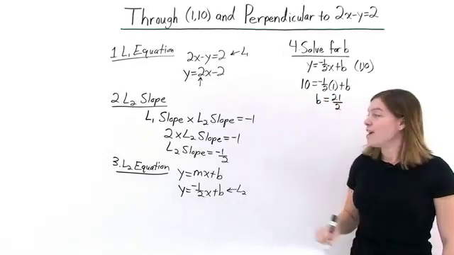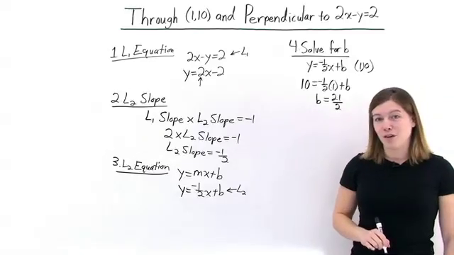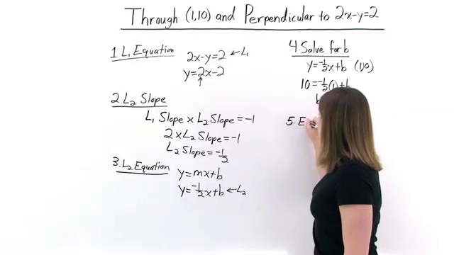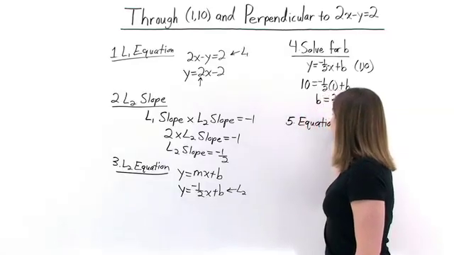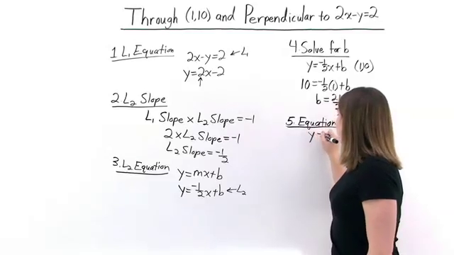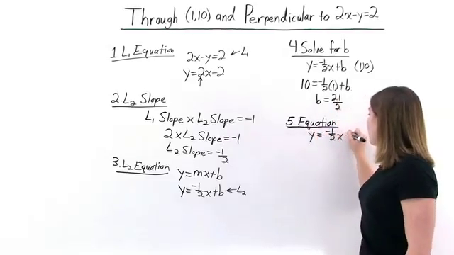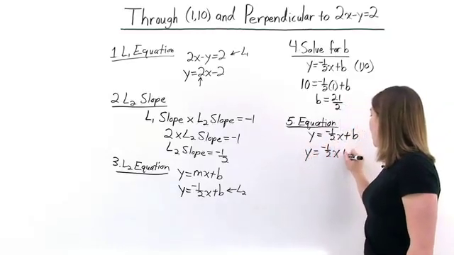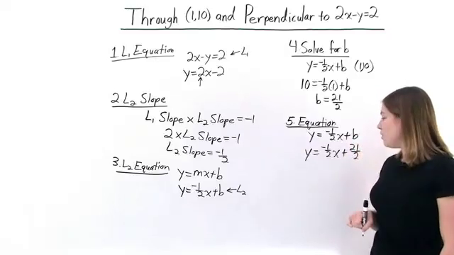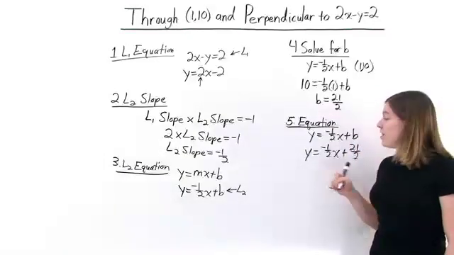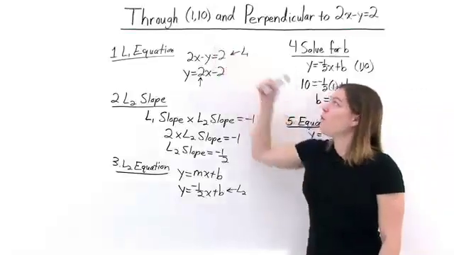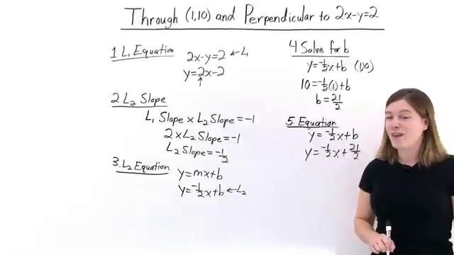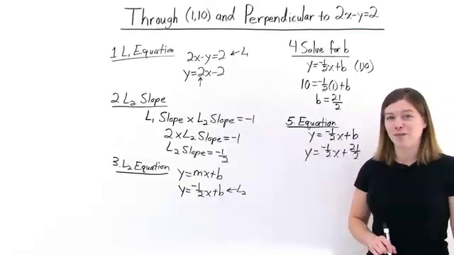Now we have a value for b. 21/2 is the y-intercept of our line. So all we need to do to get our answer is to plug this back in to our line 2 equation, and we'll have our answer. So our line 2 equation was y = -1/2x + b. Plugging in b, we get y = -1/2x + 21/2. This is our answer. This is the line that passes through the point (1, 10) and is perpendicular to the line 2x - y = 2. And it's in slope-intercept form. So we're done.